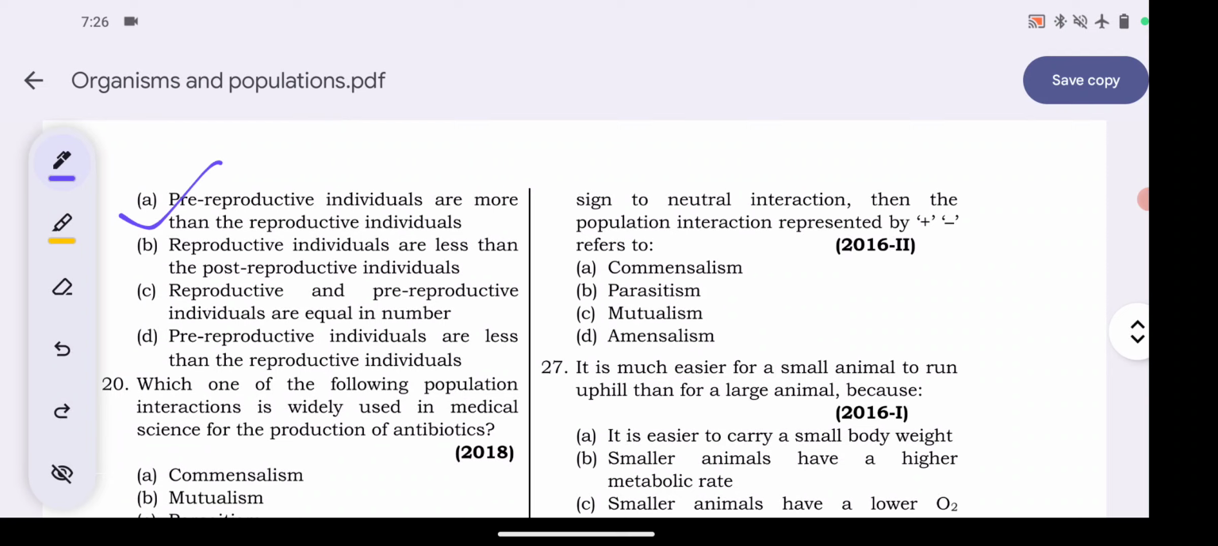Upright pyramid of population growth is shown here, that is pre-reproductive are more than reproductive age, and reproductive age is more than post-reproductive age.